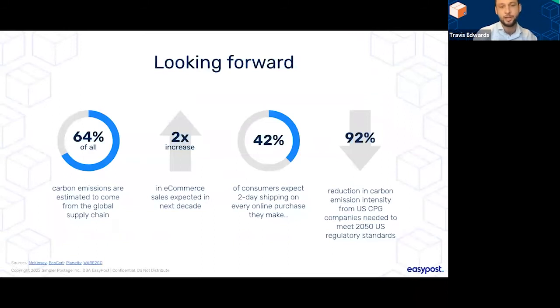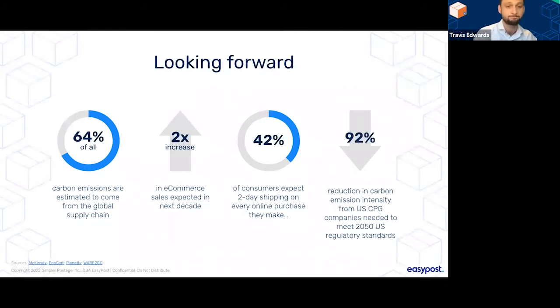Okay, so what does this all add up to? A McKinsey report estimated that 64% of all carbon emissions come from the global supply chain. And that means when we think about the source of carbon emissions, we have to think about the supply chain and its components. And today, though e-commerce is a small piece of the pie compared to the other components in the supply chain, e-commerce sales are, as we talked about, expected to double in the next decade.